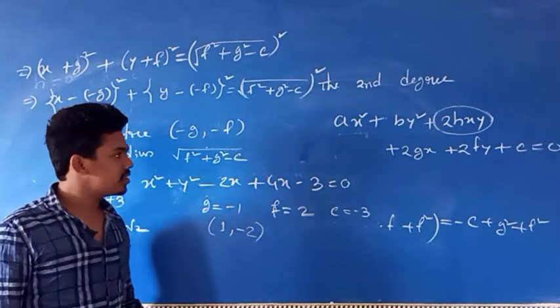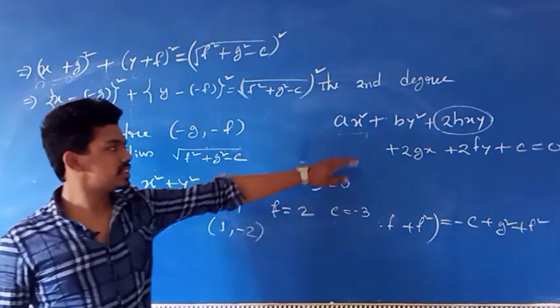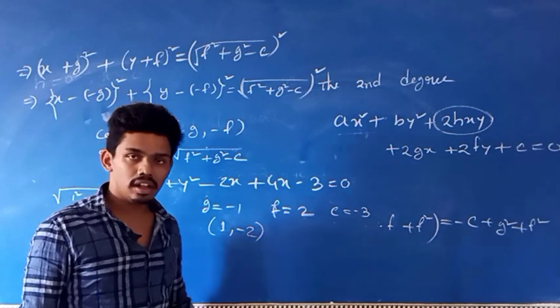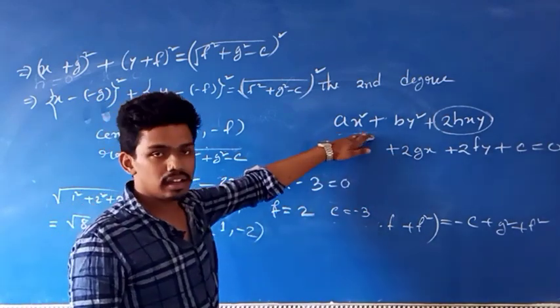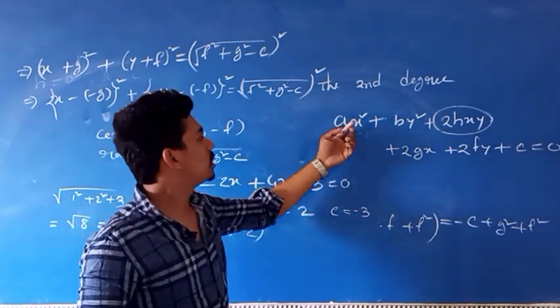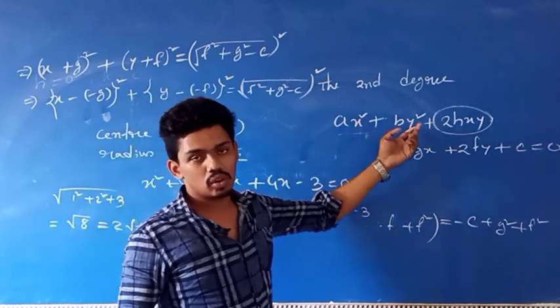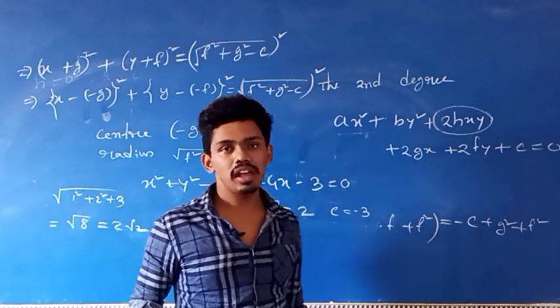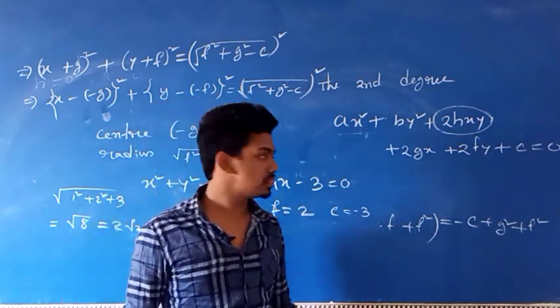So this is the general equation of a circle, and this is the general equation in two variables, and this will represent a circle if there are two conditions. Number one, the coefficient of x square is equal to the coefficient of y square, and the second condition is the coefficient of xy is equal to 0.